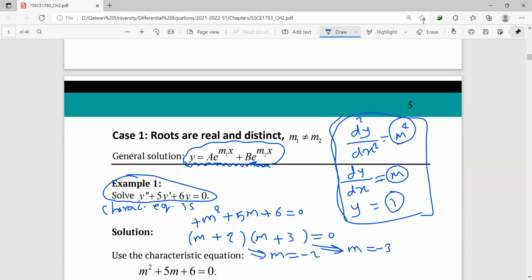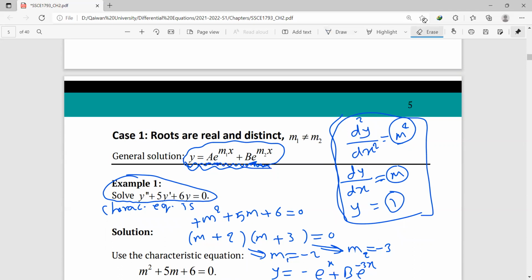Here we solve these two, and from this we can say m is -2 and m is -3. Let's choose this one to be m1 and this to be m2. Someone else may choose the other way around; it's okay, no problem. These are m1 and m2. They are real and distinct, so we apply this rule. The solution is y equals A e to the power m1 x, where m1 is minus 2, plus B e to the power m2 x, where m2 is minus 3. That's all, and this is the solution.